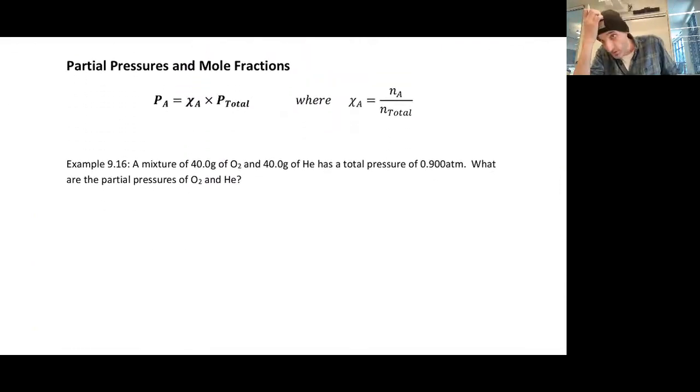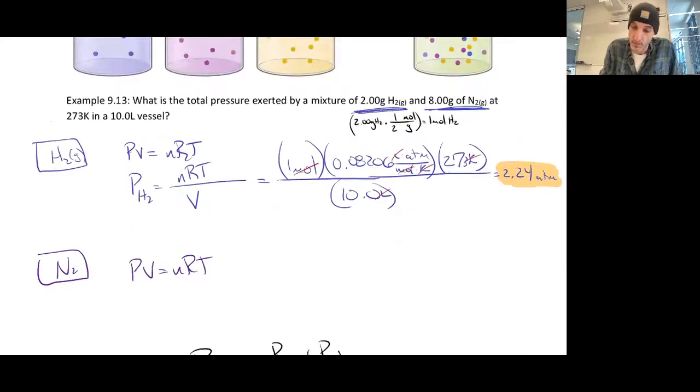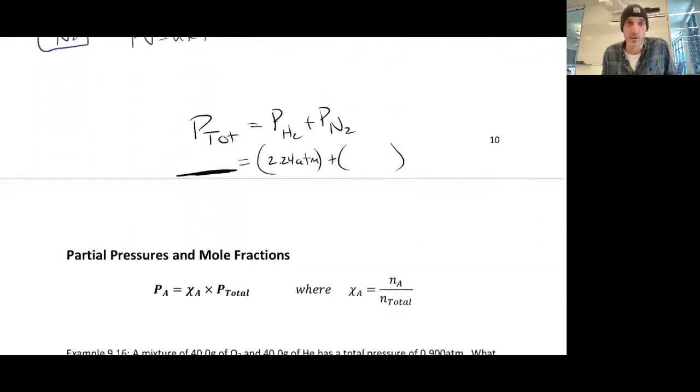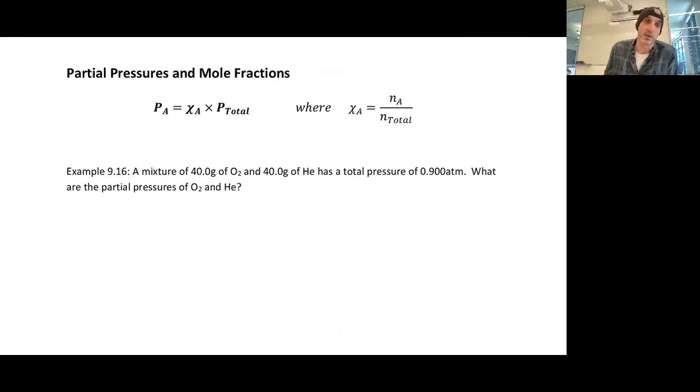Sometimes we're just given a little bit of information. And so another way to look at it is by the idea of mole fraction, because again, we converted to moles up here. Because we're converting to moles, moles are important in terms of quantity. Again, the type of gas does not matter, but the number of moles will. So partial pressure and mole fraction.